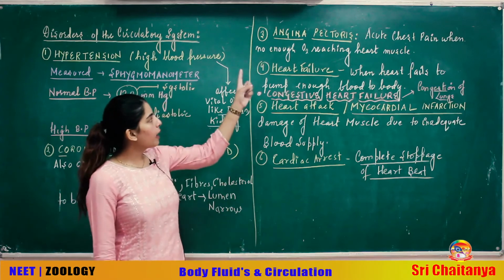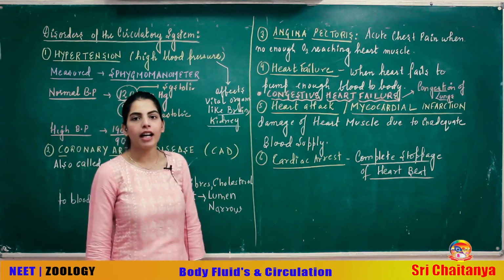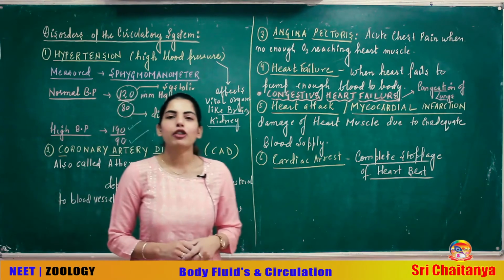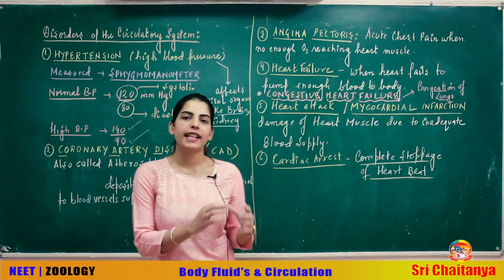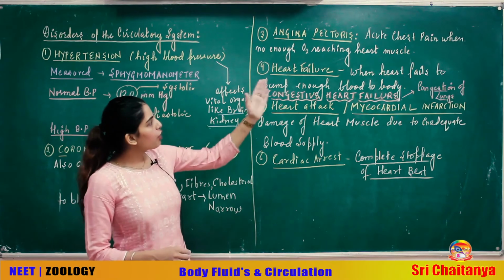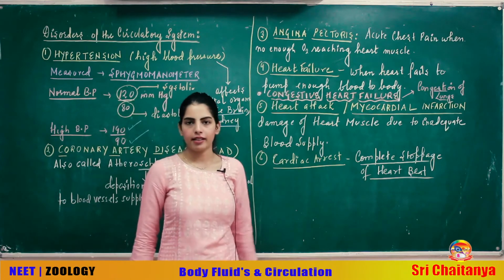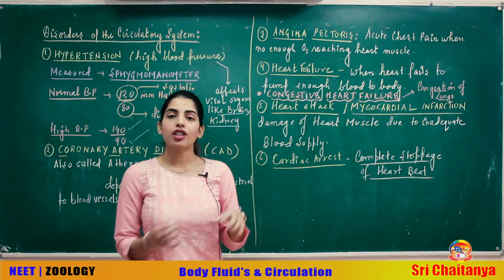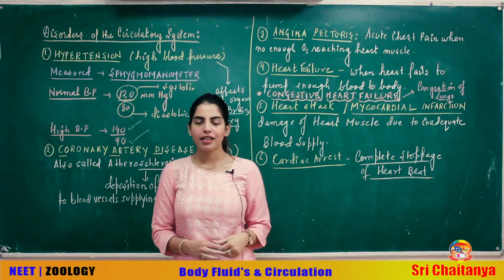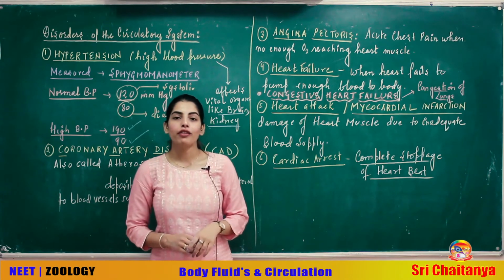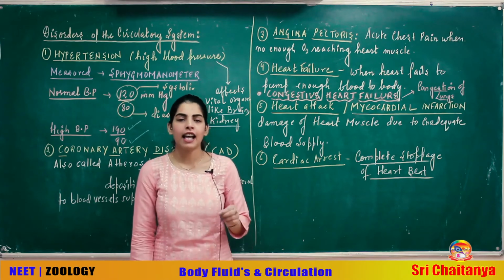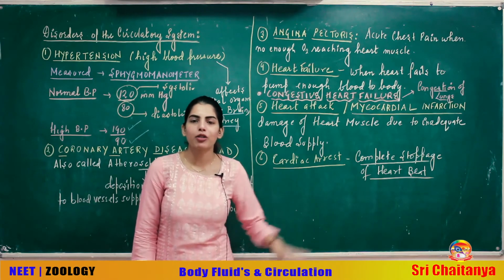Alright, now talking about the next disorder, which is angina pectoris. Angina pectoris actually means acute chest pain. This is acute chest pain when not enough oxygen is reaching the heart muscles. Now when you are saying that enough oxygen is not reaching the heart muscles, it might be because of conditions that cause a poor supply to the heart.